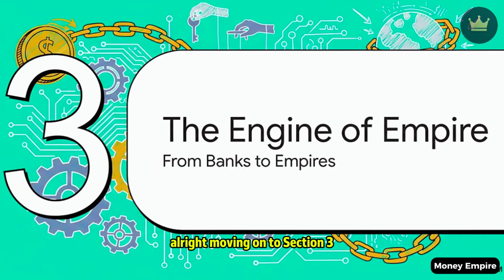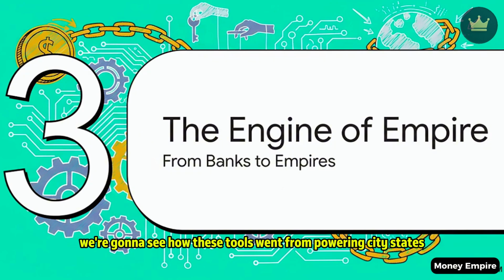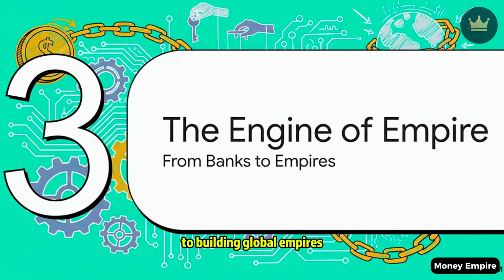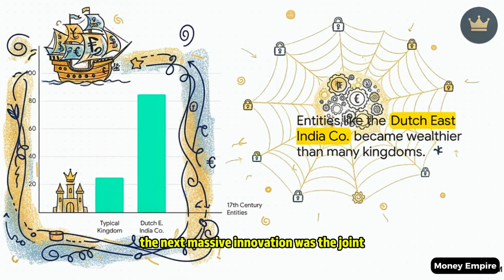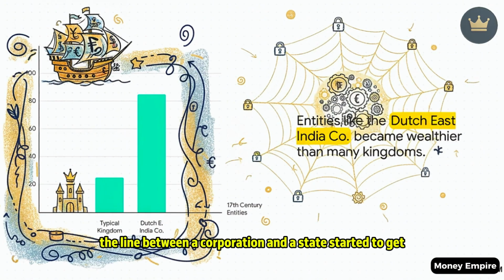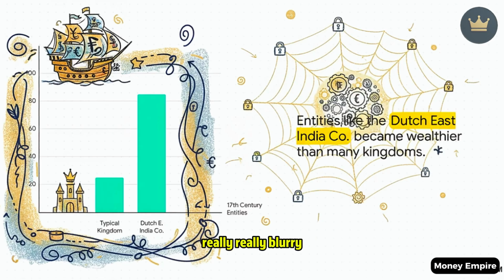All right, moving on to section 3. So you've got this incredible new financial technology. The next step? Scaling it up. We're going to see how these tools went from powering city-states to building global empires, becoming a true engine for expansion. The next massive innovation was the joint stock company. By selling shares to the public, companies like the Dutch East India Company could raise just enormous amounts of money. I mean, they got so rich they were wealthier than entire kingdoms. The line between a corporation and a state started to get really, really blurry. It was a huge shift.